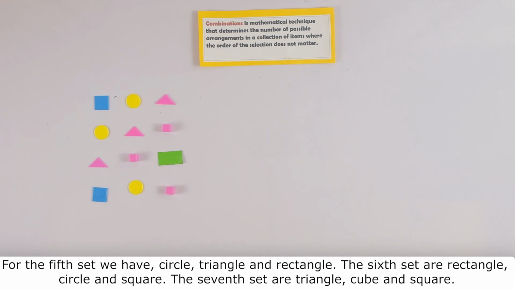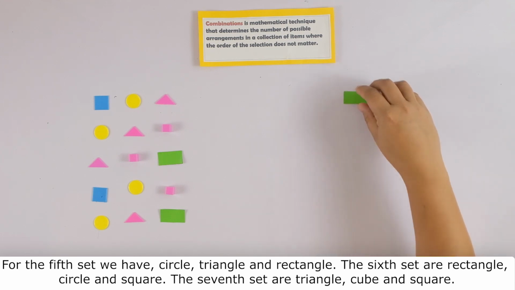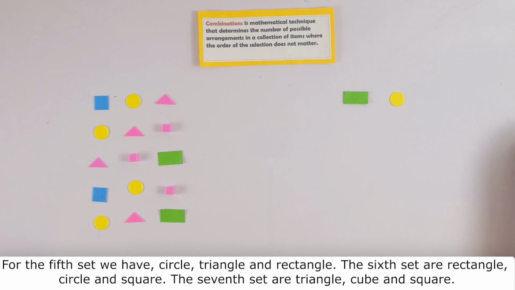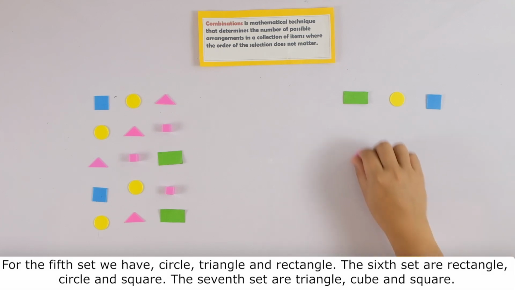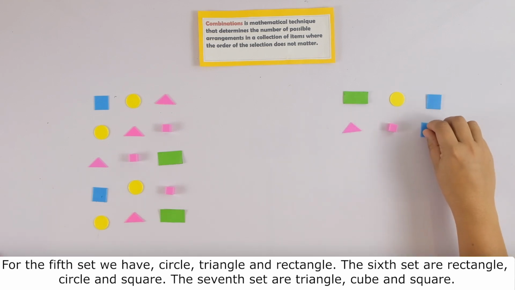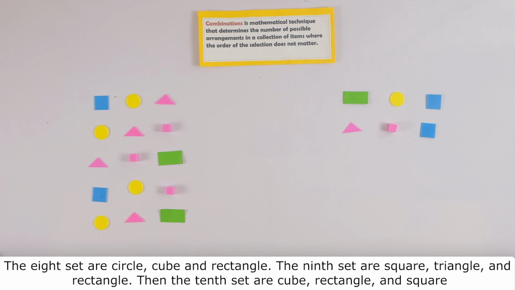For the fifth set, we have circle, triangle, and rectangle. The sixth set are rectangle, circle, and square. The seventh set are triangle, cube, and square.